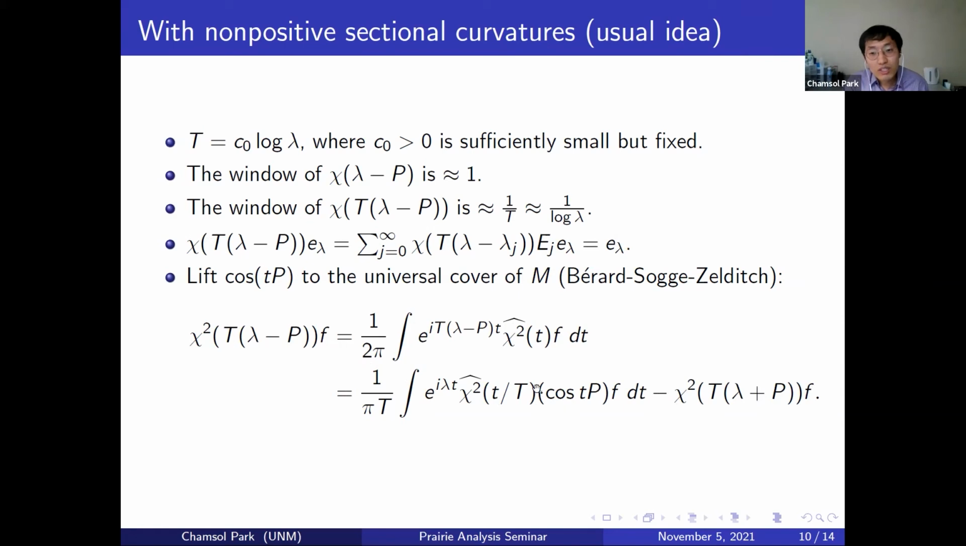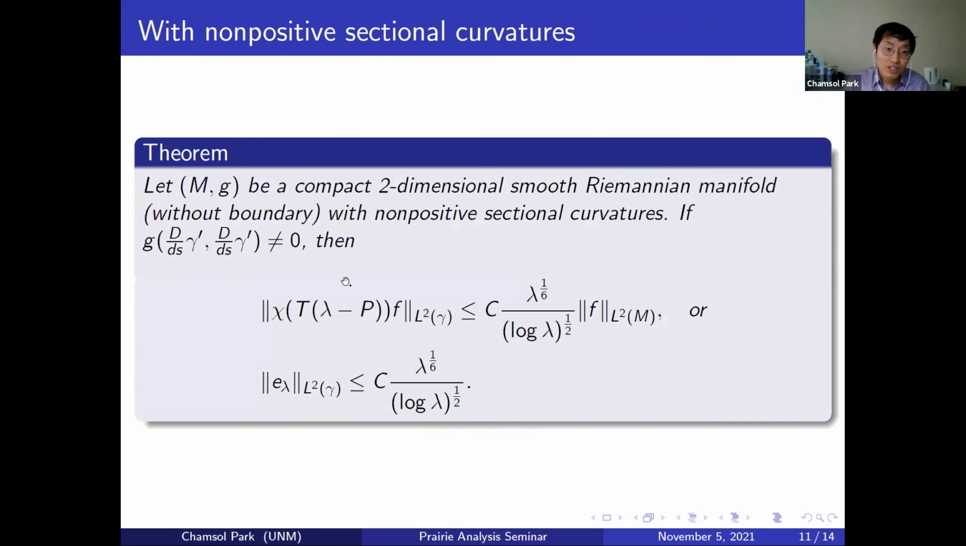And usually, we can lift our problem, the cosine propagator, I should say, to the universal cover by using the Cartan-Hadamard theorem. We can use the Cartan-Hadamard theorem just because we are assuming non-positive sectional curvatures in the ambient manifold. And that's the reason why we want to assume non-positive sectional curvatures in the ambient manifold. That was observed by Berard and Sogge and Zelditch. So this is what I was able to show.